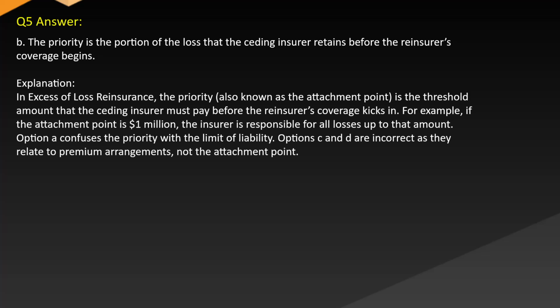Answer B. The priority is the portion of the loss that the ceding insurer retains before the reinsurer's coverage begins. Explanation. In excess of loss reinsurance, the priority, also known as the attachment point, is the threshold amount that the ceding insurer must pay before the reinsurer's coverage kicks in. For example, if the attachment point is $1 million, the insurer is responsible for all losses up to that amount. Option A confuses the priority with the limit of liability. Options C and D are incorrect as they relate to premium arrangements, not the attachment point.